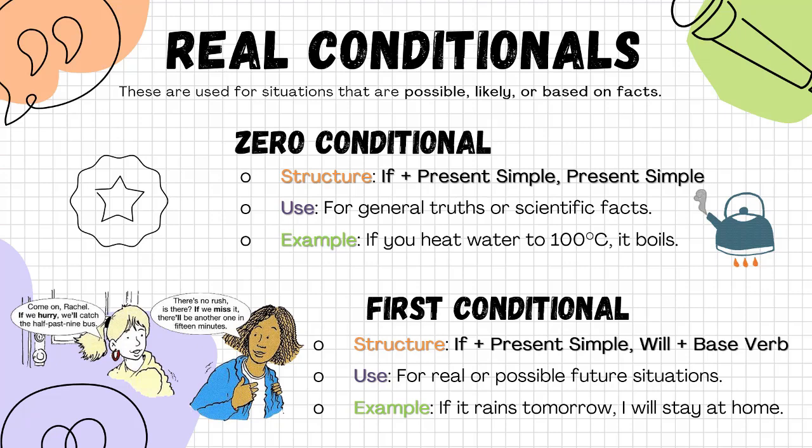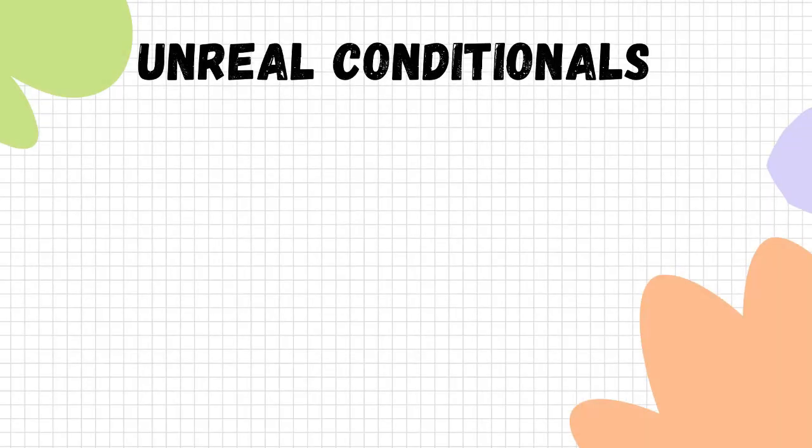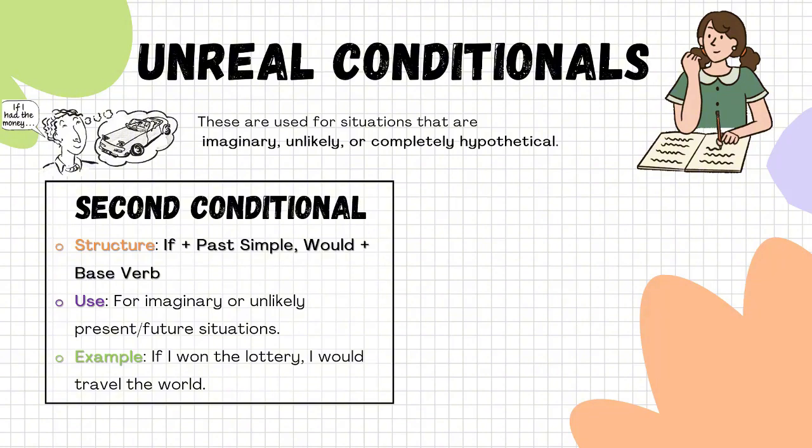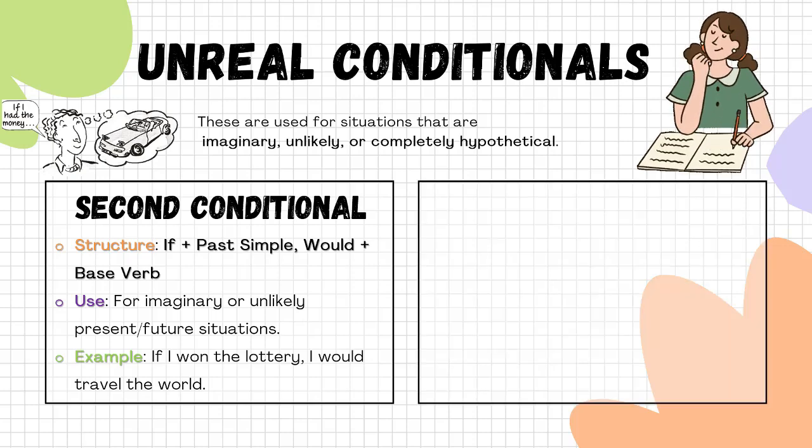Now, let's move on to unreal conditionals. These are used for situations that are imaginary, unlikely, or completely hypothetical. There are two types: second conditional and third conditional. The second conditional is used for unreal or unlikely present or future situations. For example, if I won the lottery, I would travel the world. Here, the condition is in the past simple, and the result uses would plus base verb. This structure helps us dream big or talk about things that probably won't happen.